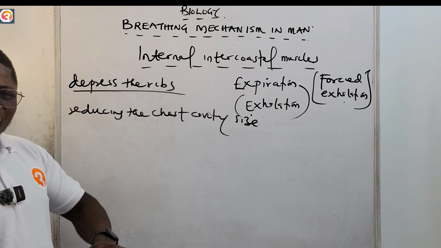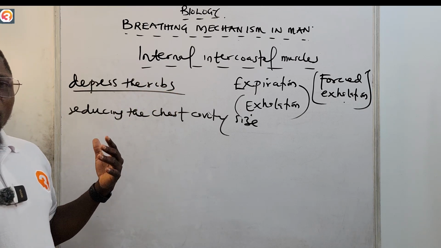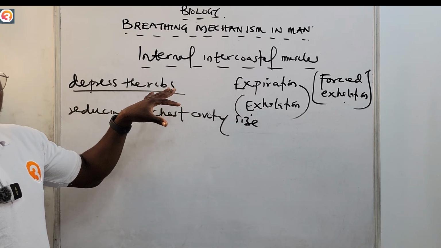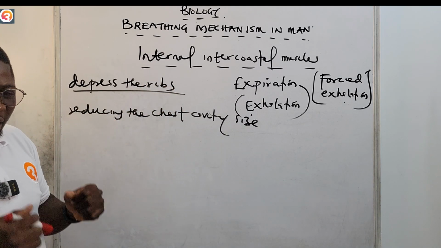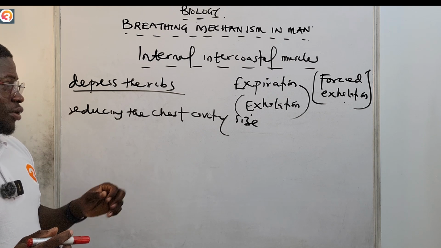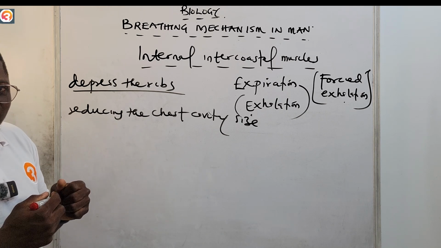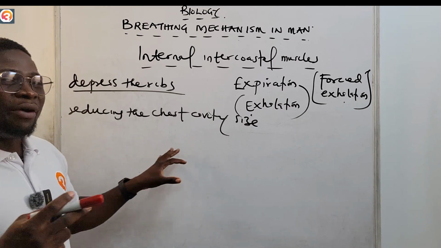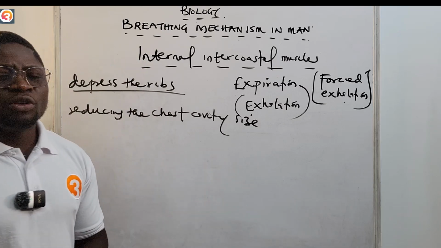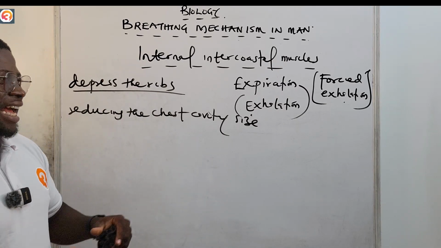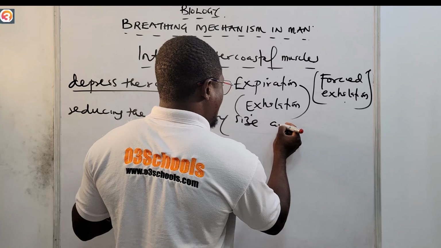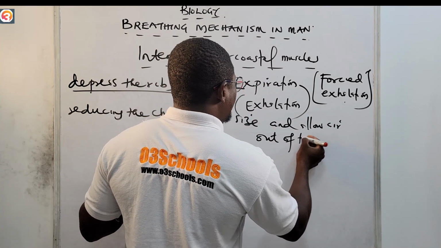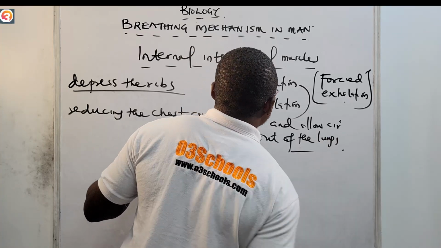Like for example, we saw for the external intercostal muscles that what they do is help take air to the lungs. But the internal intercostal muscles depress the ribs, then reduce the chest cavity size that was already big before, and so allow air to get out, to be removed from the lungs.